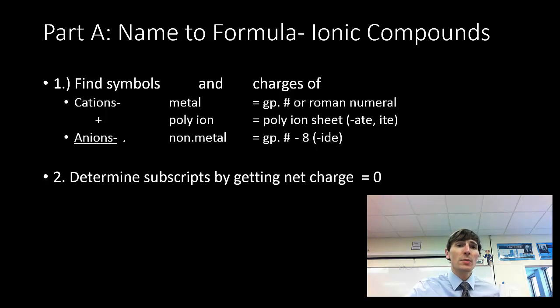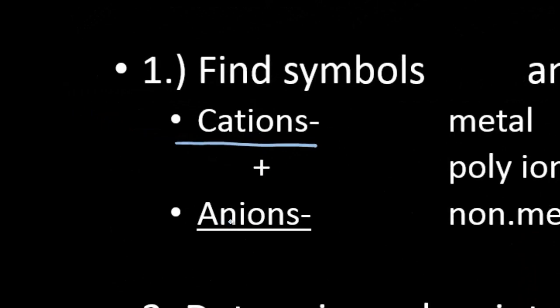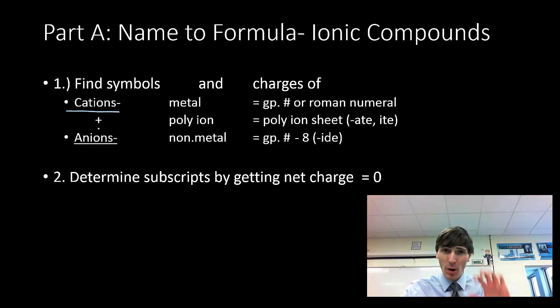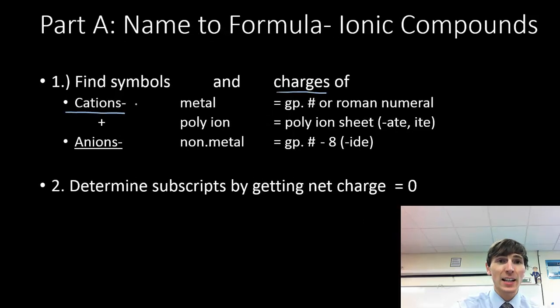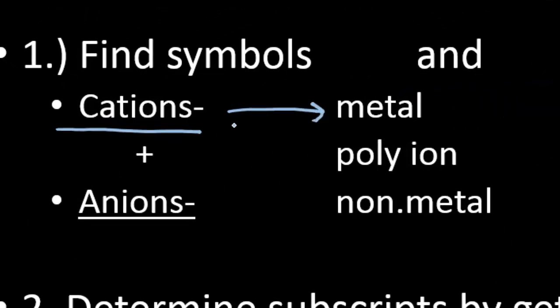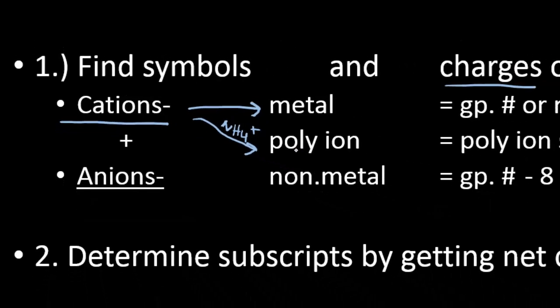The first thing we need to do is look at our substance and find the symbols and the charges of the compound. The compound will always have two parts: a cation and then an anion. Remember, cations are positive, anions are negative. So if I want to break this into two pieces, I need to find the symbols and the charges of those two pieces. The cation is always going to be either the metal, or in some rare circumstances a polyatomic ion, and NH4 is the only one it can be.